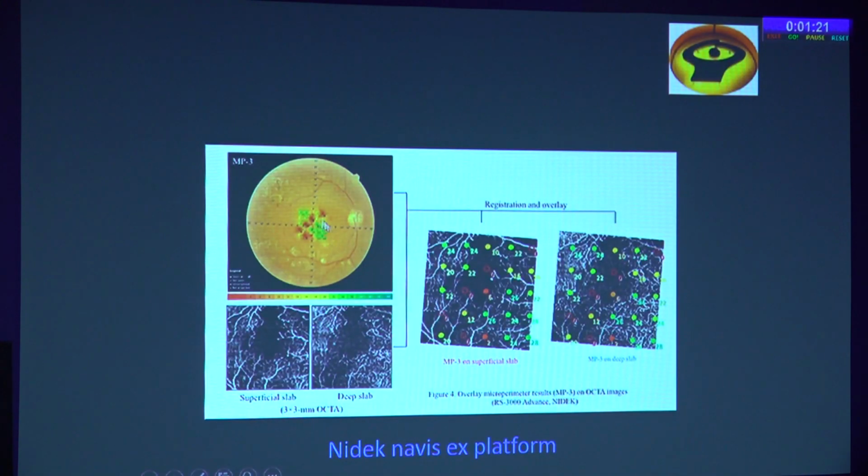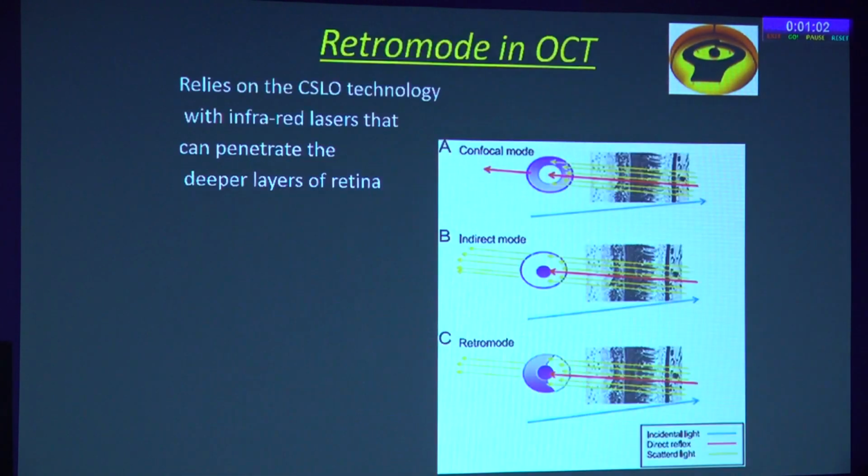And this is the microperimeter taking the central 8-degree microperimetry, and this is the OCTA image. So the one-on-one is getting imported, and the software used is the Nidek Navis X platform. So it shows the point-to-point structural as well as the functional overview of the macula.